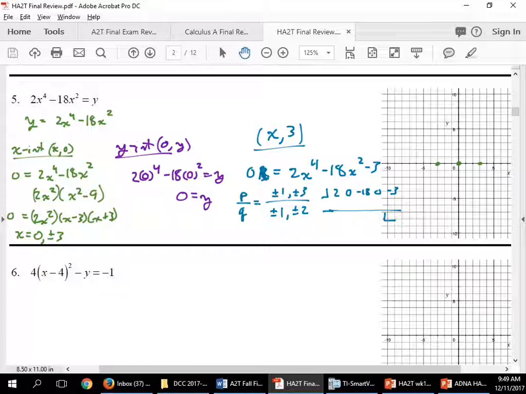Let's try another one. 3? Let's try 3. So we bring down a 2, then we get a 6. We get a 6. We go 6 times 3 is 18. We get 18. We get 0. We get 0, 0, and then 0. We were getting really close on that one, huh? What about negative 3? Do you guys think negative 3 will work? So you bring down the 2, we get negative 6. Negative 6 times negative 3 would be positive 18. Hey, we get 0 again.